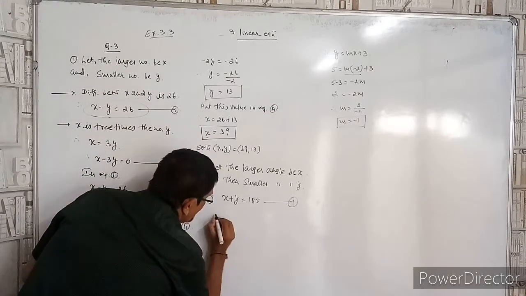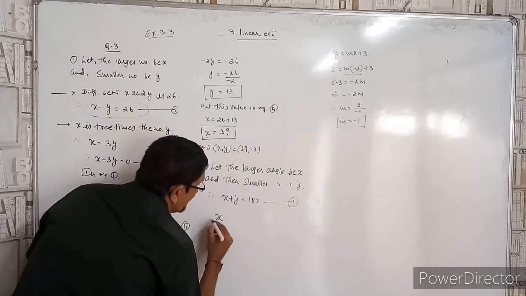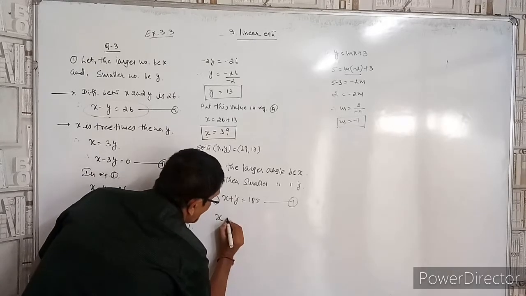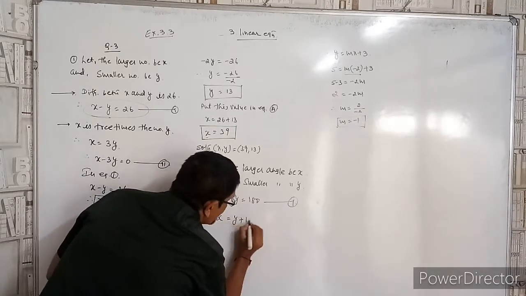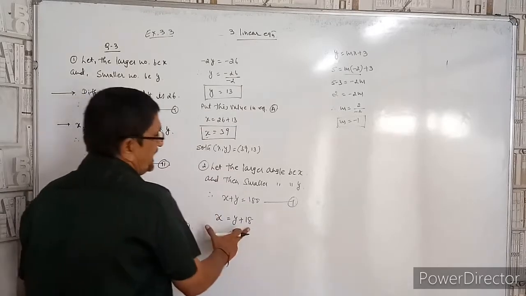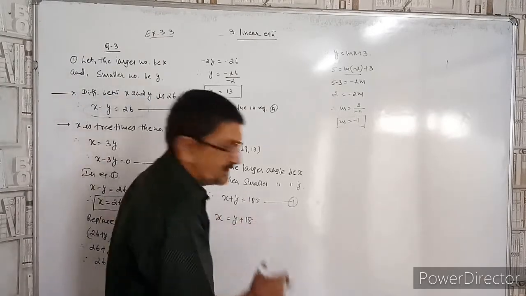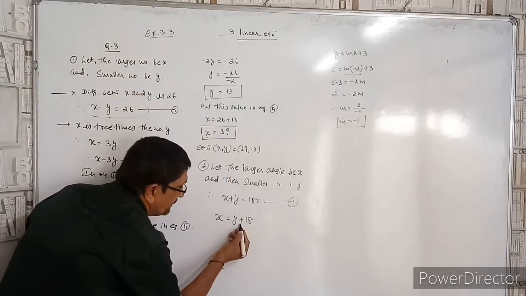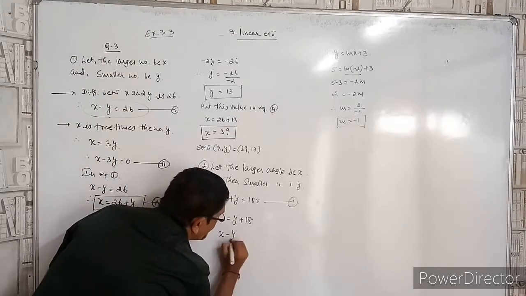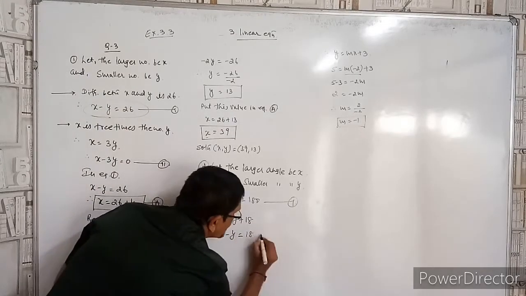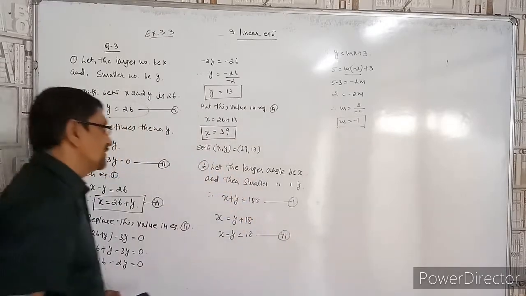Okay. So larger number is what? x. It exceeds the y. Okay. So y plus 18. In the smaller angle, if you add 18, then it will give the larger number. Okay. So this is the second one, in which we have to shift y to this side: x minus y is equal to 18. This is the second equation.